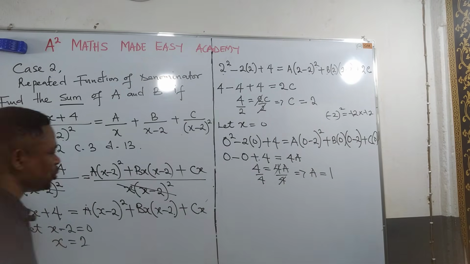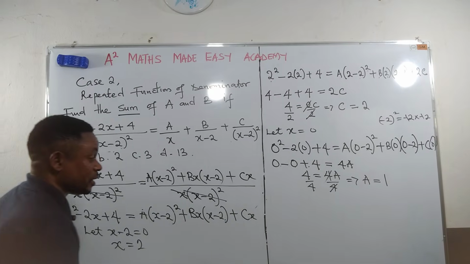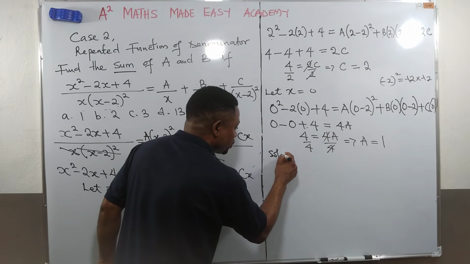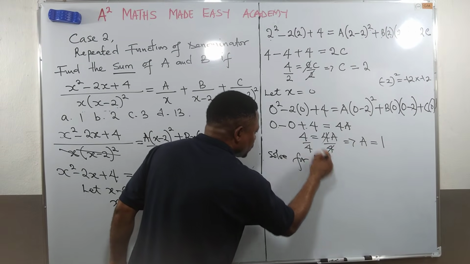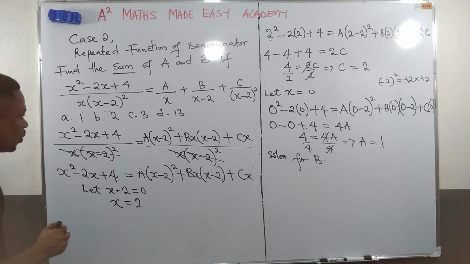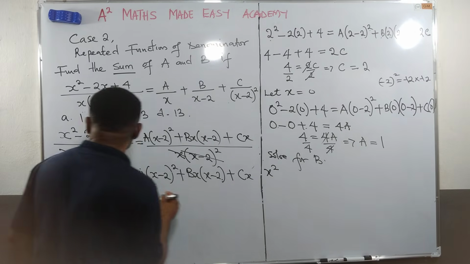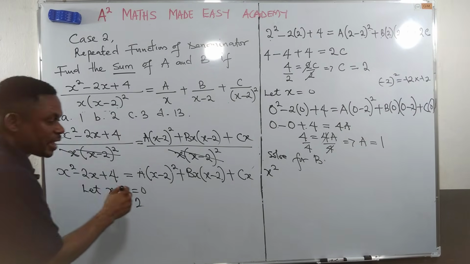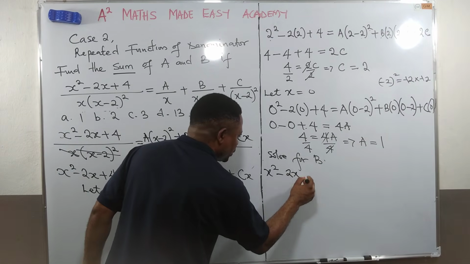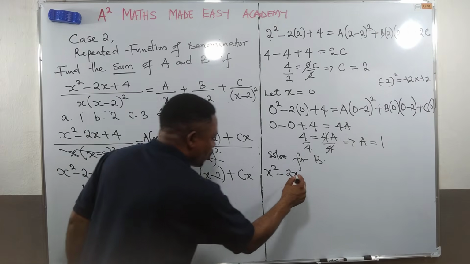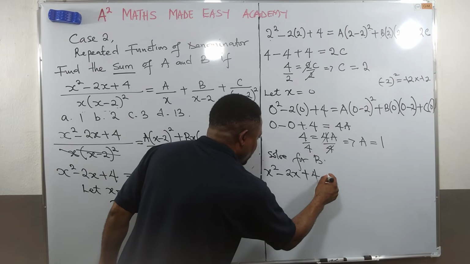We get back to the question again to solve for B. How do we solve for B? Watch. Bring out this: we have x squared, minus 2x, plus 4, then equal to.